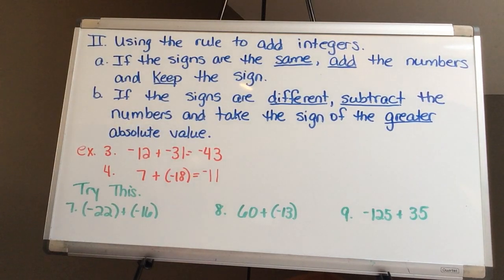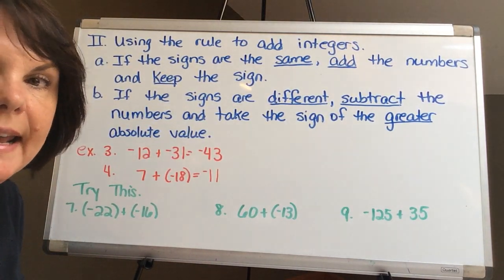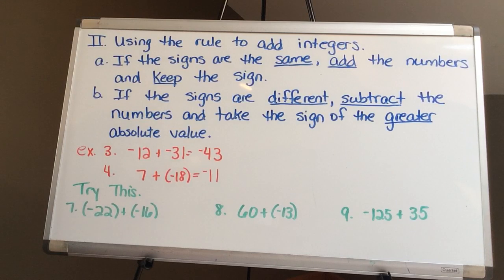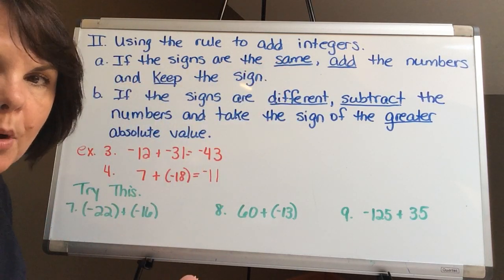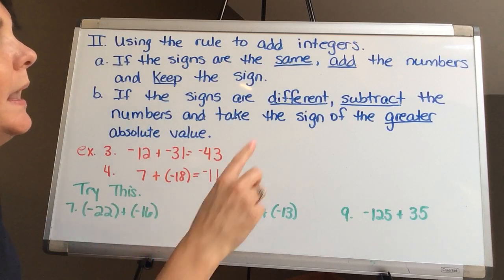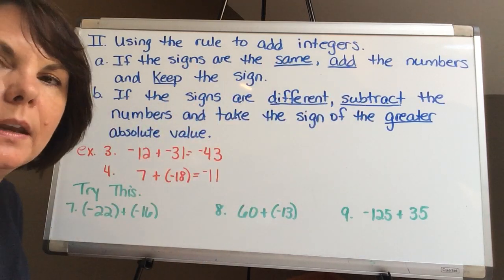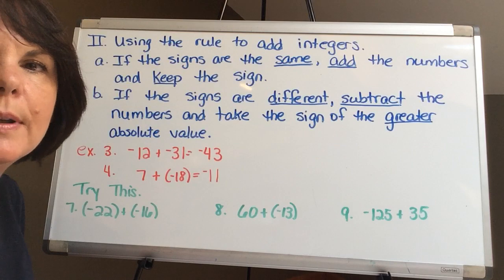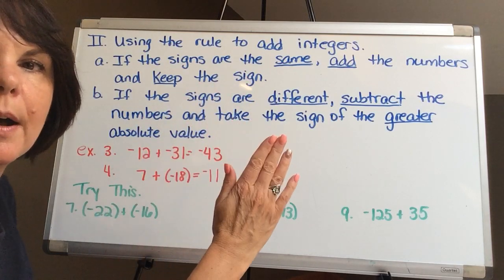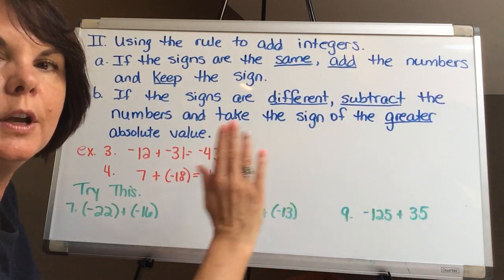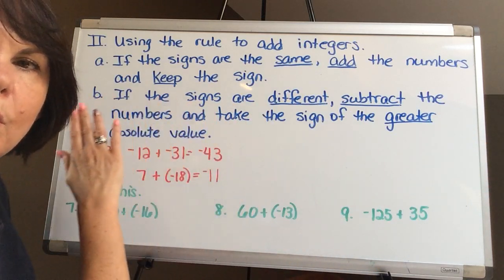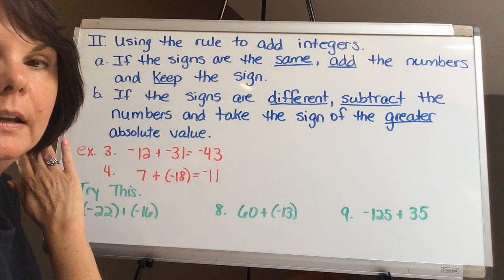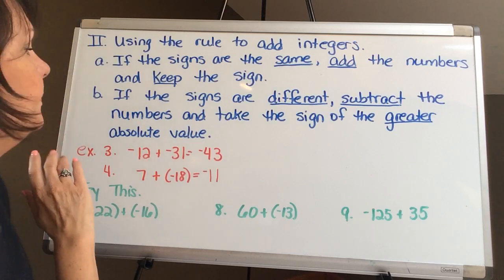Okay, there is a rule here on how to add integers. If the signs are the same, both positive or both negative, add the numbers and keep the sign. Why? Because you're going in the same direction. You're going positive, more positive, you keep going to the right. If you're going negative and more negative, now you keep going to the left of 0.